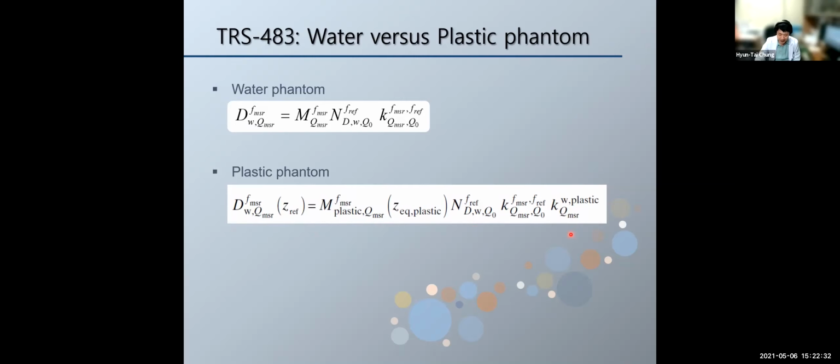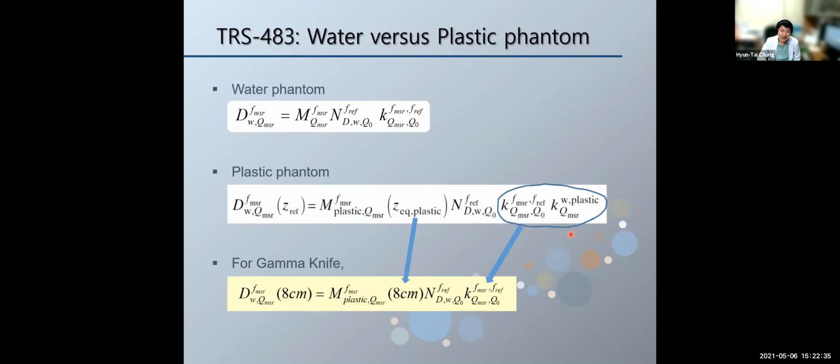But for gamma knife, they suggested using this formula, which is validated for a water phantom. So when you see this formula for gamma knife, you have to understand it looks like this. The measurement depth is 8 centimeter water, but the plastic phantom radius is also 8 centimeter, not equivalent depths. And these factors are combined into this one factor.